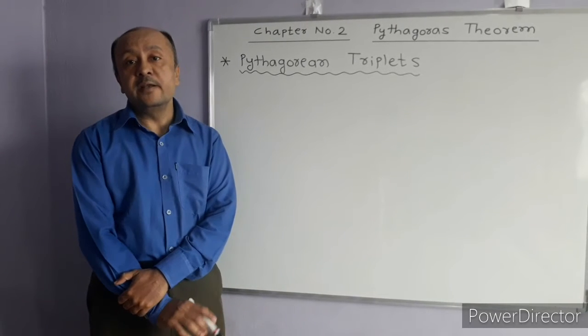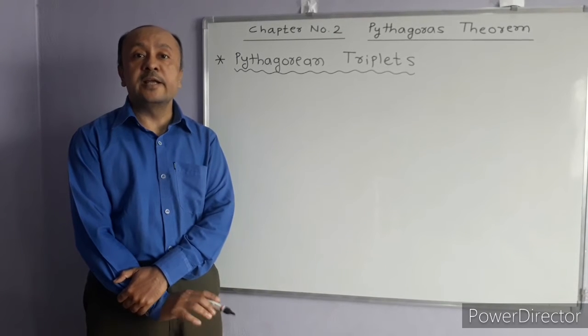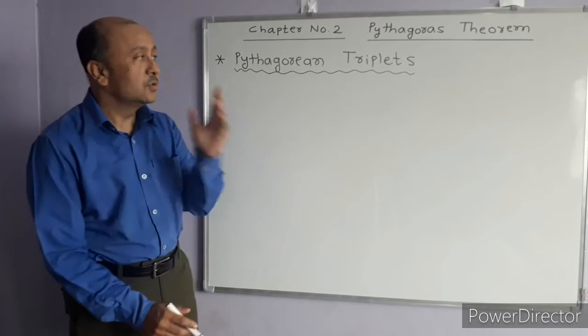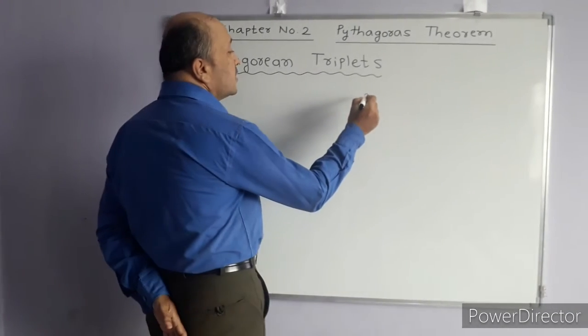So whenever we write three numbers, out of that three numbers, one is side 1, other is side 2 and other is the hypotenuse. So look here how to find the Pythagorean triplet. Let us take a simple number 3.